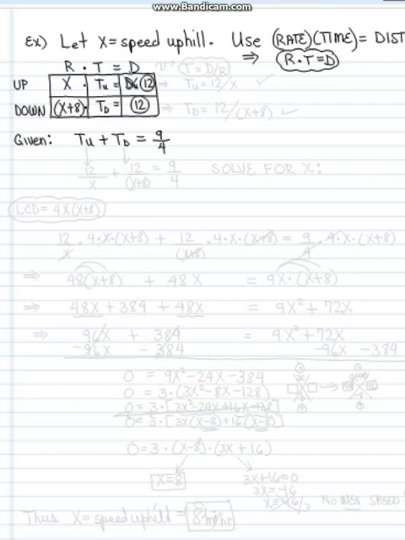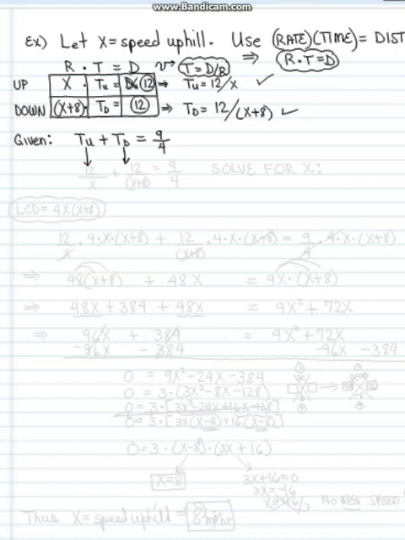So what I'll do is I'm going to take the equation r times t equals d. I'm going to solve that equation for t. Divide both sides by r, we get t equals d over r. So that's the form that I want these two equations to be in. For the first row, for uphill, the time to go uphill is equal to the distance 12 divided by the rate of speed x. And the time to go downhill is equal to the distance 12 divided by the rate of speed x plus 8.